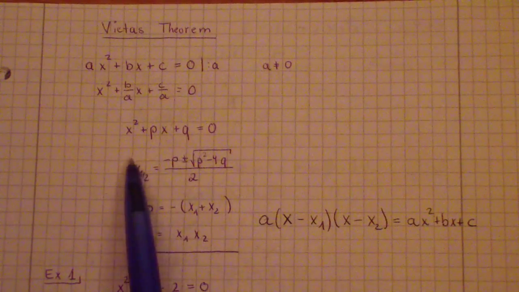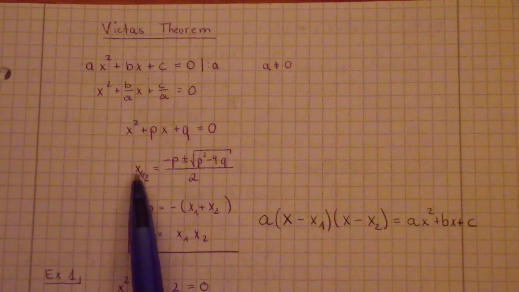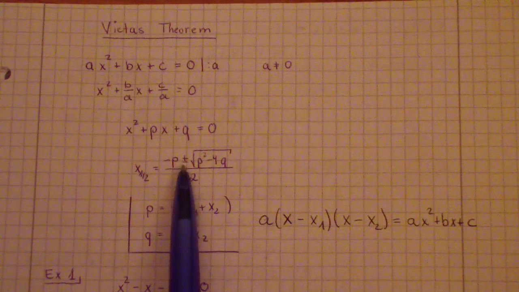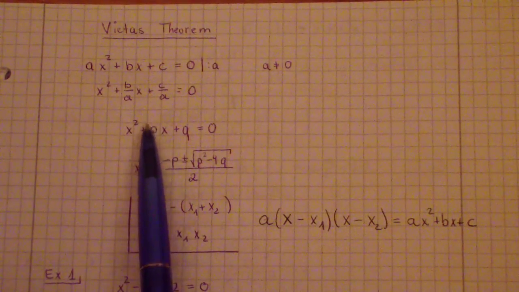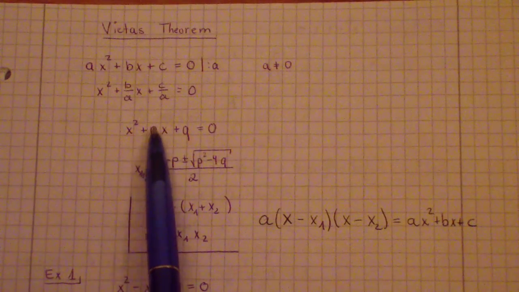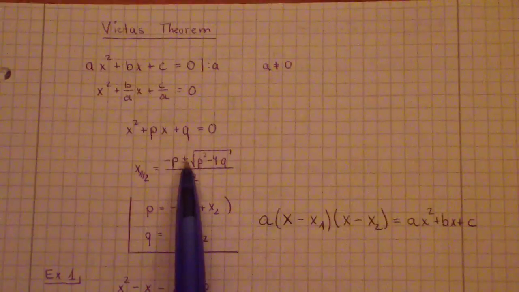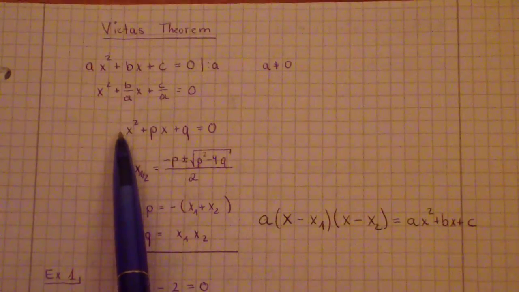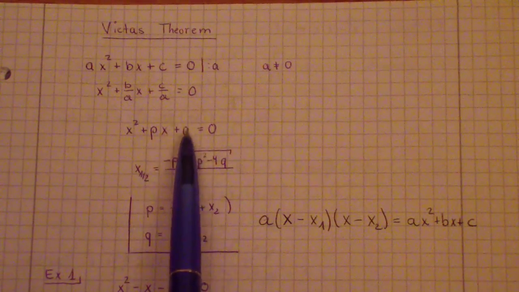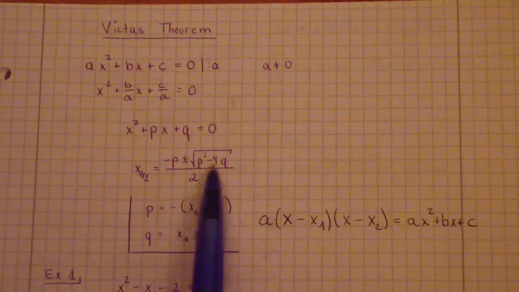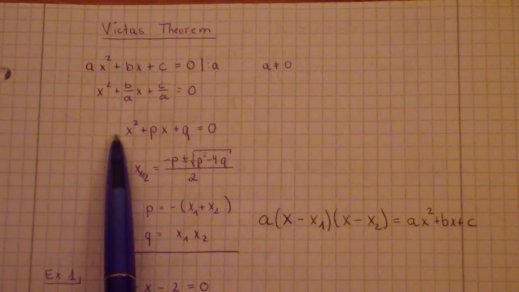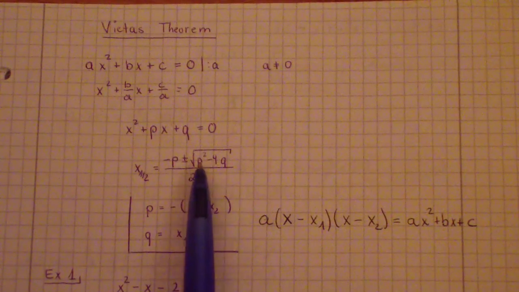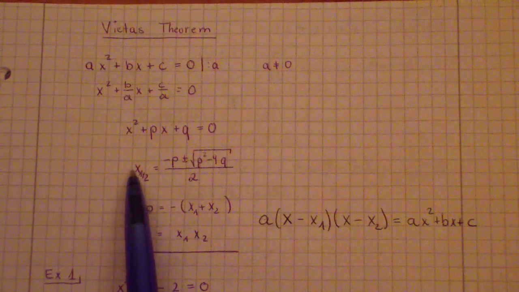Now if you use the general solution, you will get something like this. You get x1,2 is equal to minus p plus minus, so minus p is this which we call b in our general formula, plus minus the square root of b squared, which is p squared, minus 4 times a times c, but c is q and there's a 1 here, and this is over 2 times a, while a is equal to 1.